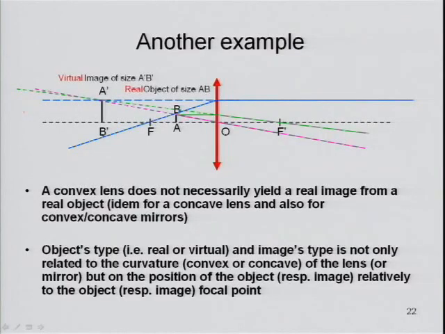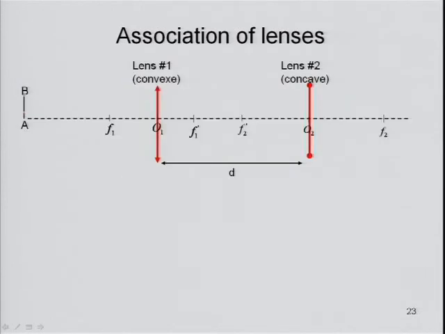So there are no rules of thumb. Just use the 3 rays or just do the math, and you'll see what's happening. But you would make a pretty big mistake by considering that from a convex lens, if you take a real object, you will always have a real image.